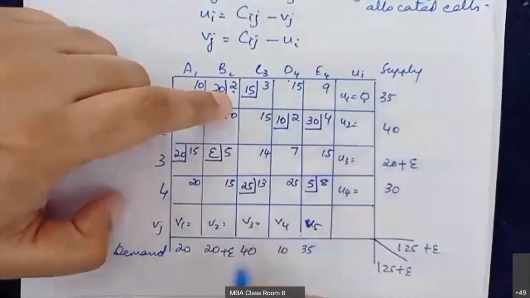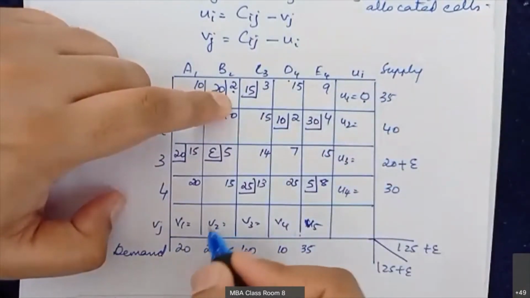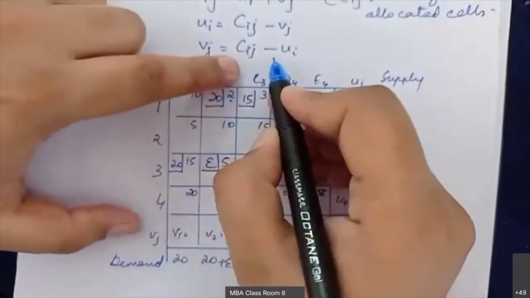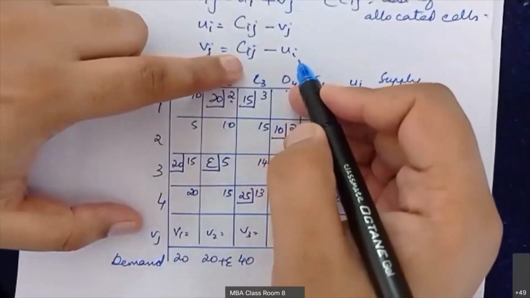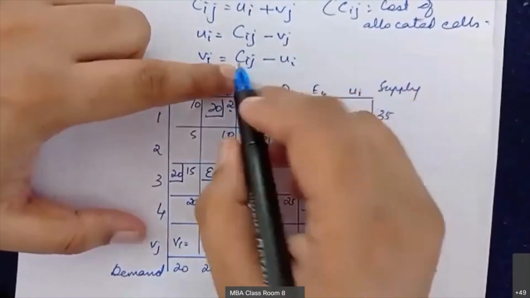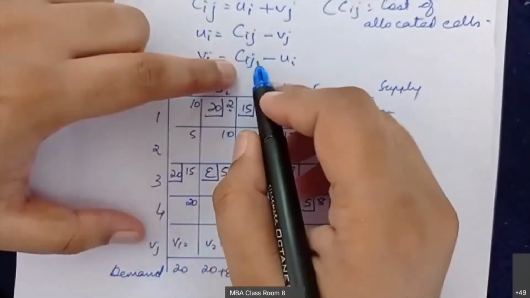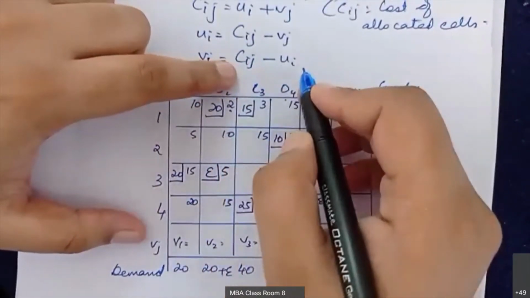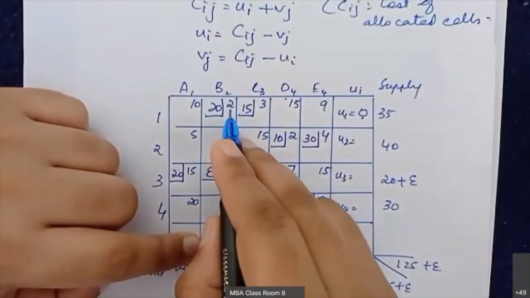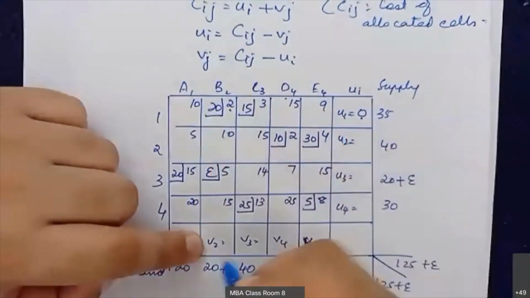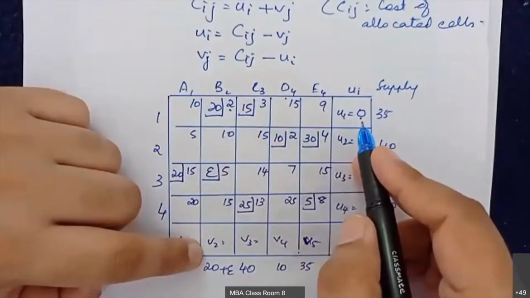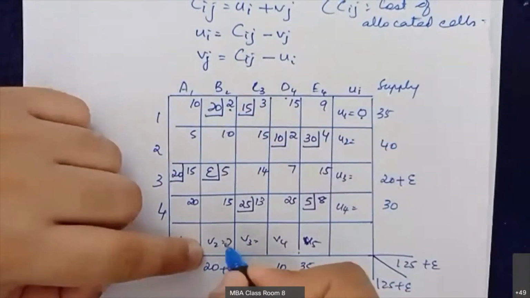So can you find the value of v2? What will be the value of v2? Vj is equal to cost minus ui. So every time you just have to consider this formula. You have to subtract or add the values to the cost. So cost minus ui. So in this case, what will be the value for v2? We know the cost, that is 2. We know u1 is equal to 0. So what will be v2? v2 will be cost minus this value. So 2 minus 0, that is 2.